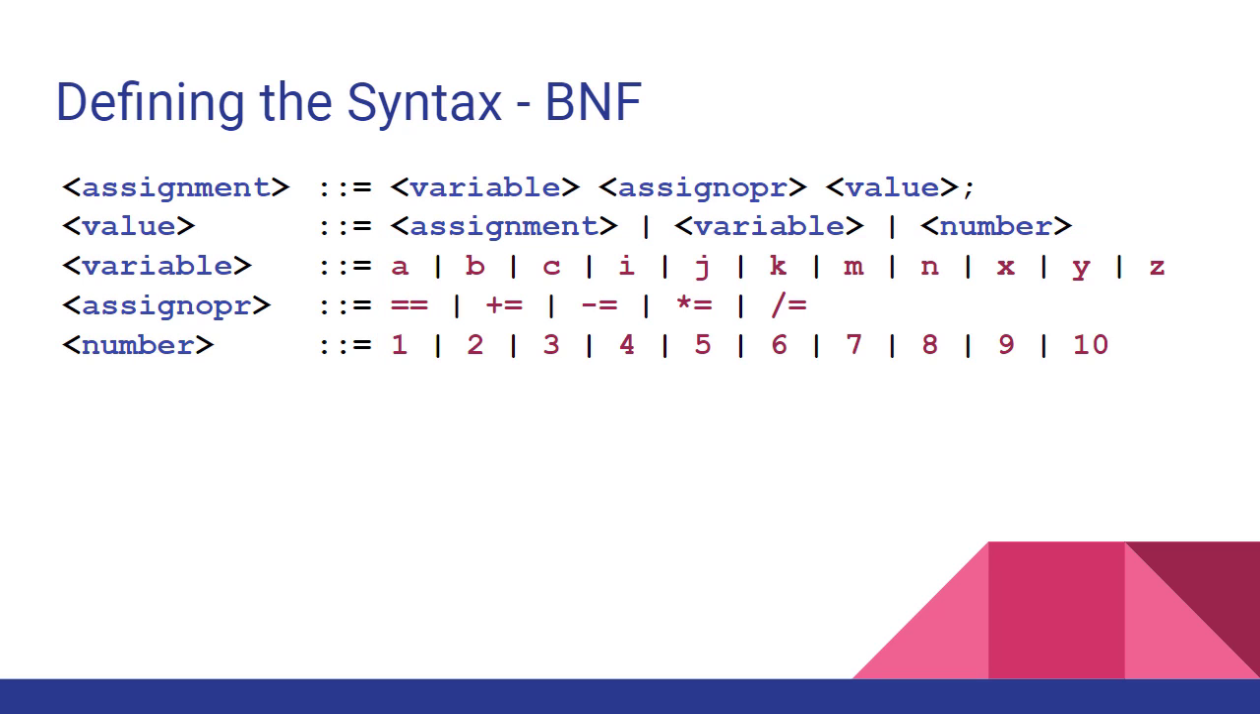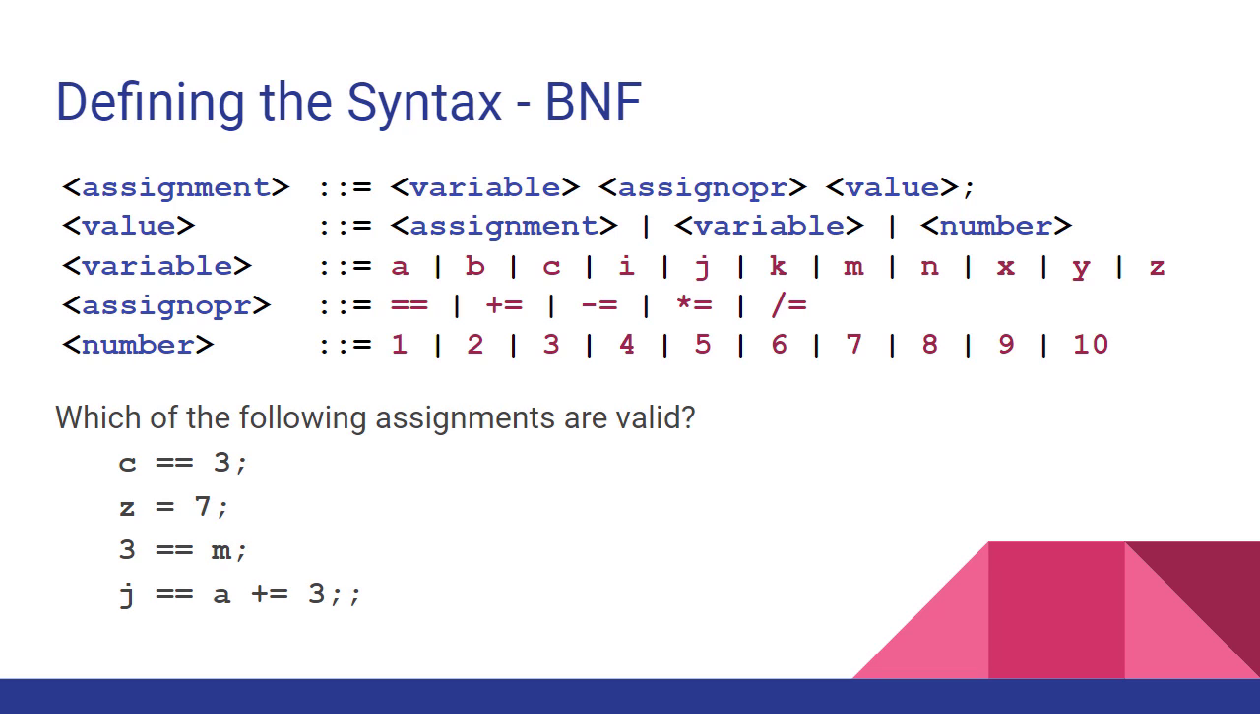Now the thing to keep in mind is you cannot have anything that appears in your language other than the tokens specified on the right-hand side. Everything in the language has to come from these values. So here's a few examples. Which of these are valid?